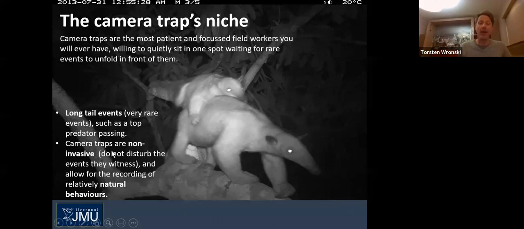Camera traps are very non-invasive, not like our distance count, because the cameras are well camouflaged. They do not emit light or sound, and therefore the animals hardly ever detect them. And they allow the recording of relatively natural behavior because the animals are not disturbed.